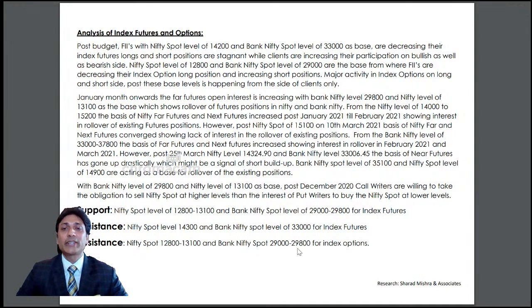As far as index options goes, 12,800, 13,100 is a very strong support. 29,000, 29,800 is a support for Bank Nifty. What does it mean? Currently, FIIs are creating more short positions. They are buying more put, selling calls.